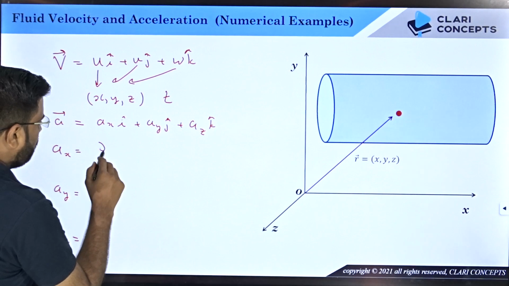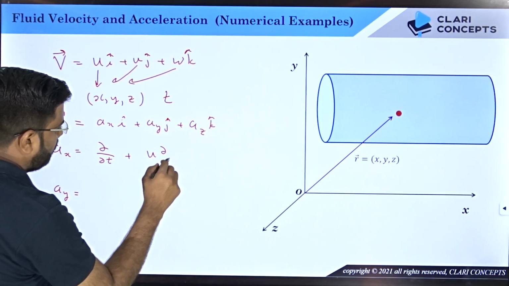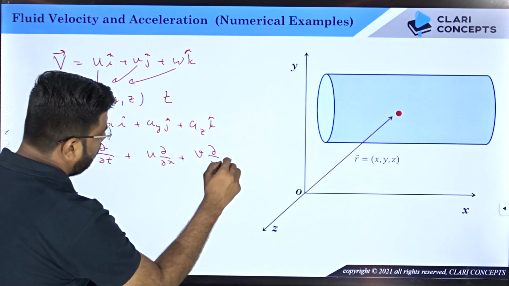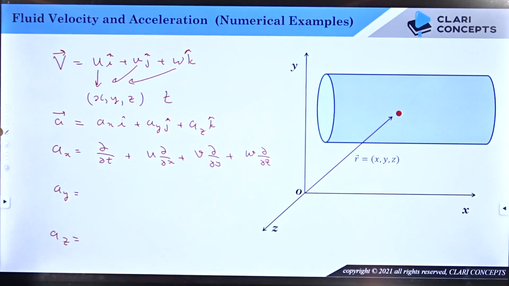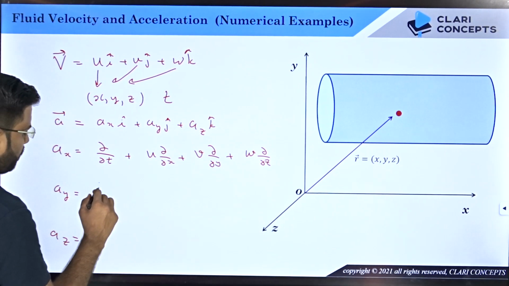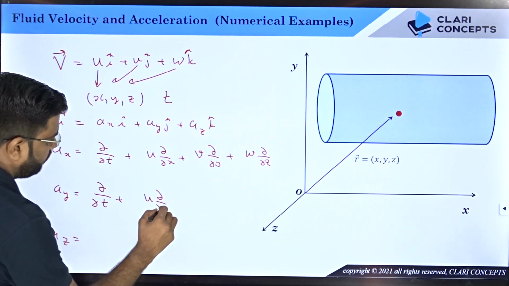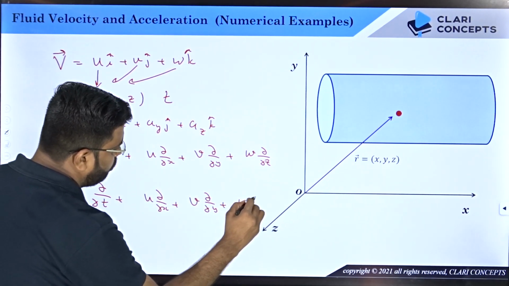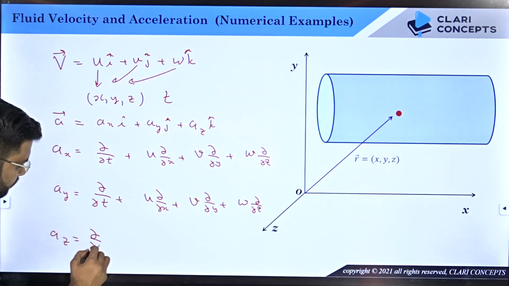Firstly, I denote the term for time, the differential with respect to time, then for x, then v del by del y, and then for z, w del by del z. These four terms will be common in all three expressions, that is ax, ay, az, so we will put them as they are. This is very easy to remember, so I am showing it to you so that in exams you do not make any mistakes.